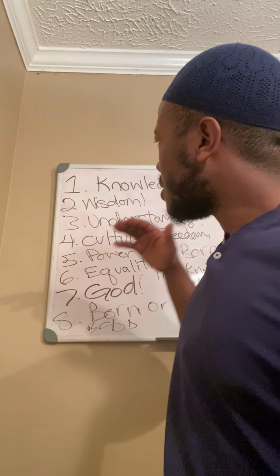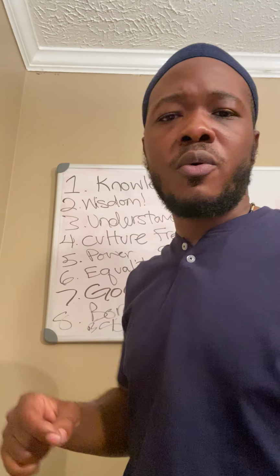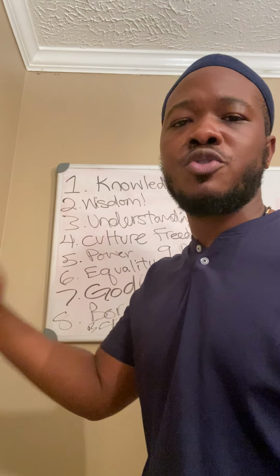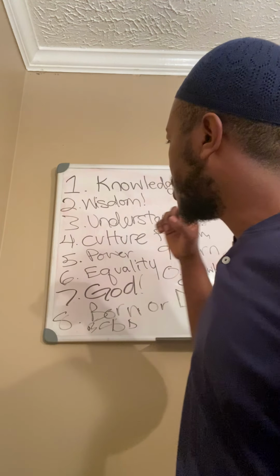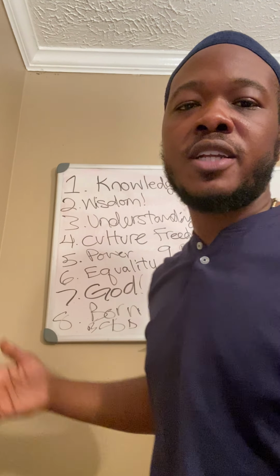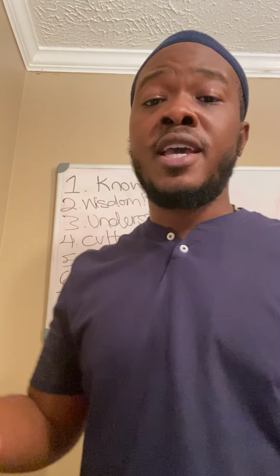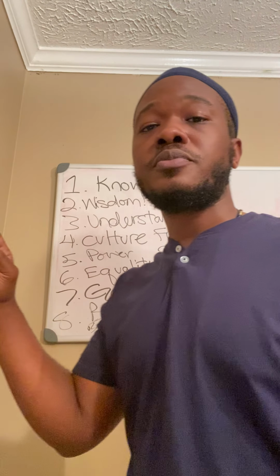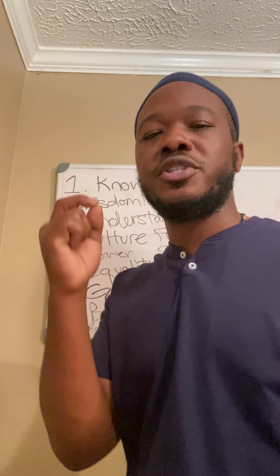So once again, knowledge, wisdom, understanding, that's 1, 2, 3. Culture, 4, freedom, 5, power, 6, equality, 7, God, 8, build or destroy, 9, to be born, and 0, to add knowledge, add cipher.